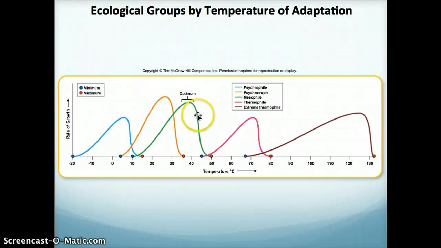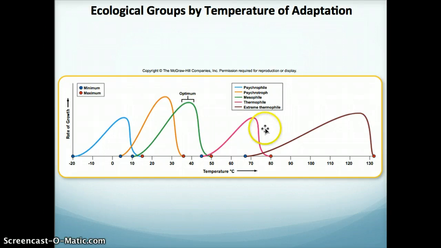Now the green line is what we call mesophiles, the middle temperature ones. Their optimum temperature is right between 30 and 40 degrees Celsius. These tend to be the most medically significant with humans, and that's because our body temperature is 37 degrees Celsius. So they really thrive and grow quickly at the temperature that our body is at. These are the ones that we normally think of as human pathogens that do really well in the human body.